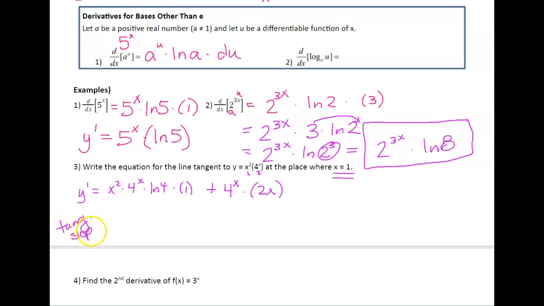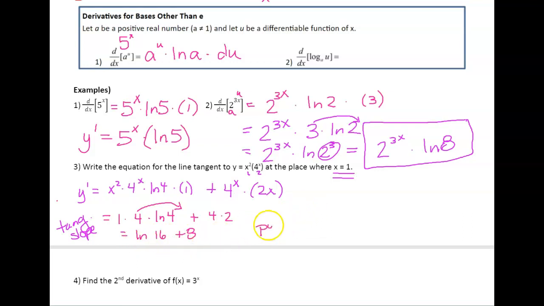So tangent slope, okay? If we plug in a 1, we get 1 times 4 times natural log of 4, plus 4 times 2. So I can make that my power, the natural log of 16 plus 8. This 8 is not inside a log, so I cannot add those together and say 24, okay? That's as simplified as this slope gets.